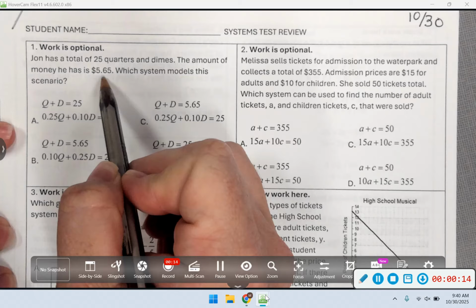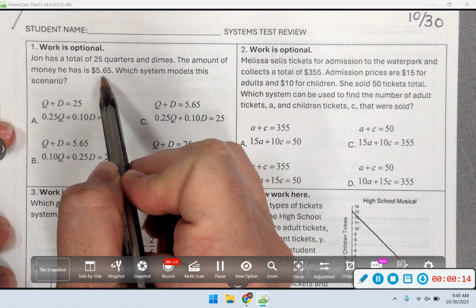Well, it doesn't tell me, but obviously Q is going to be quarters and D is going to be dimes. We also need to realize that quarters are 25 cents, which is 0.25 as a decimal, and dimes are 10 cents, which is 0.10 as a decimal. So the biggest thing to remember here is that money goes with money goes with money.